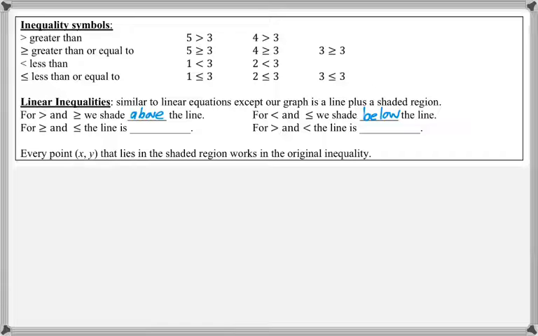For greater than or equal to and less than or equal to, the line is going to be solid. And then for greater than and for less than, the line is going to be dashed. The solid line represents that the line itself is part of the solution, whereas for a dashed line, the line itself is technically not part of the solution. So every point x, y that lies in the shaded region works in the original inequality.